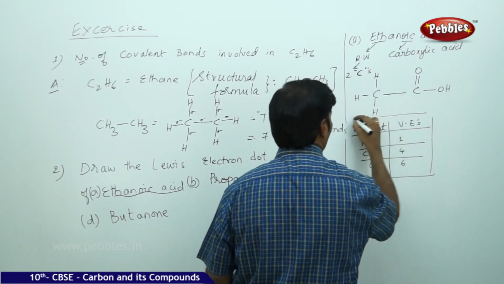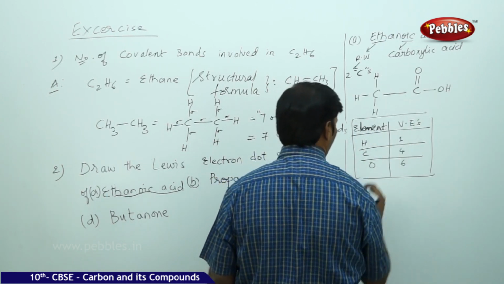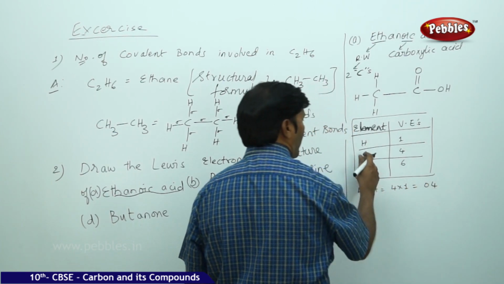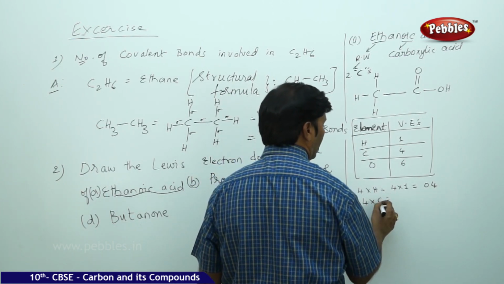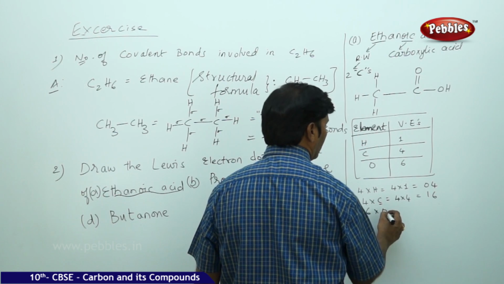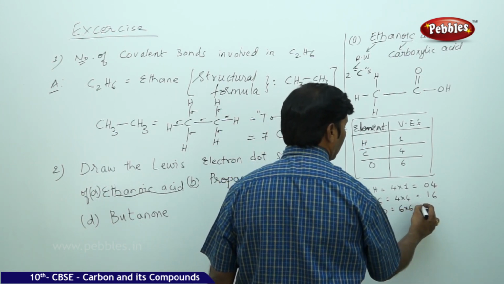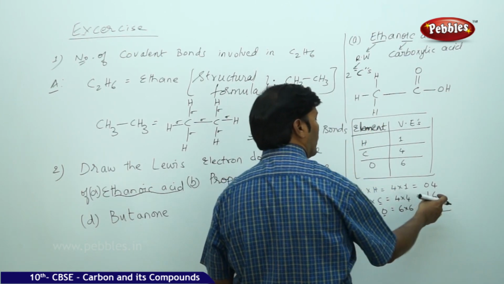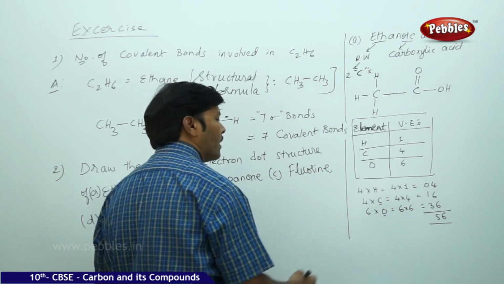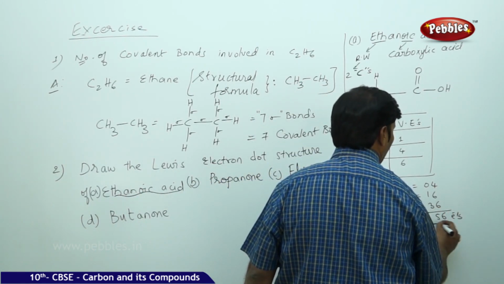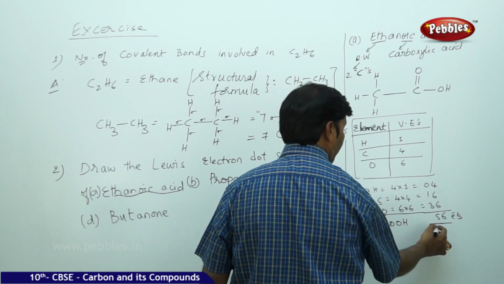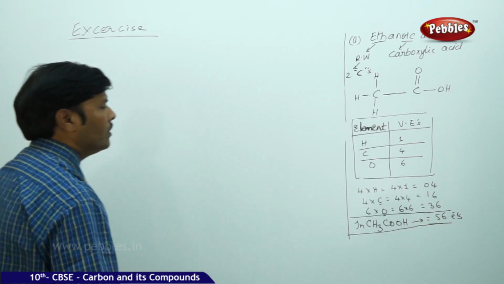Here there are 1, 2, 3, 4 hydrogens. So 4 into the valence electrons of hydrogen, 1, is 4. There are 2 carbons, so 2 into 4 is 8. There are 2 oxygens, so 2 into 6 is 12. The total is 12 plus 8 plus 4, which is 24 electrons in ethanoic acid.